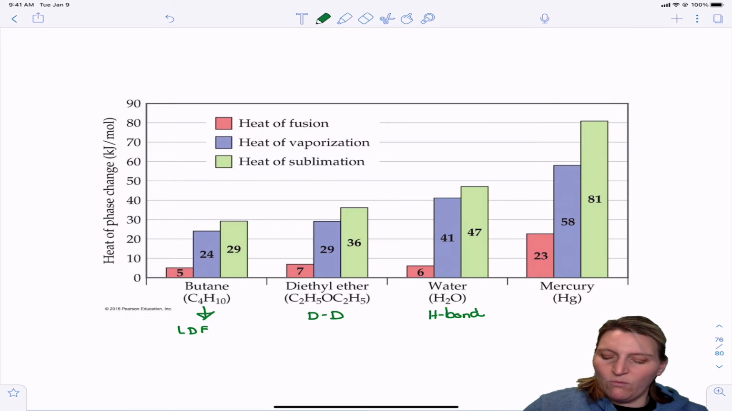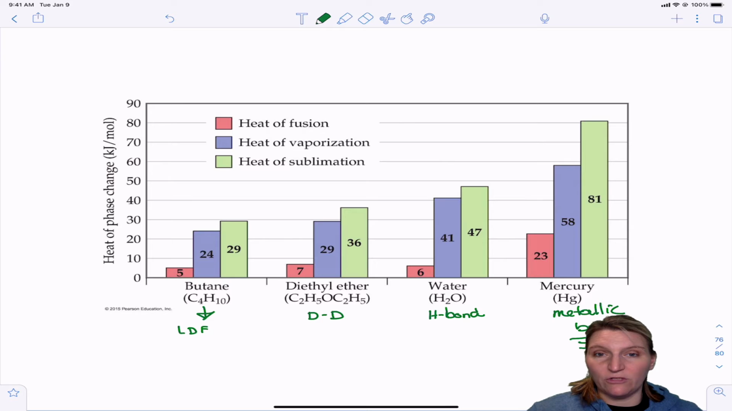And mercury, what is holding mercury together? Well, that's the metallic bond. And bonds are always stronger than intermolecular forces. So therefore, the amount of energy needed to boil mercury is going to be more than the energy needed to boil water.